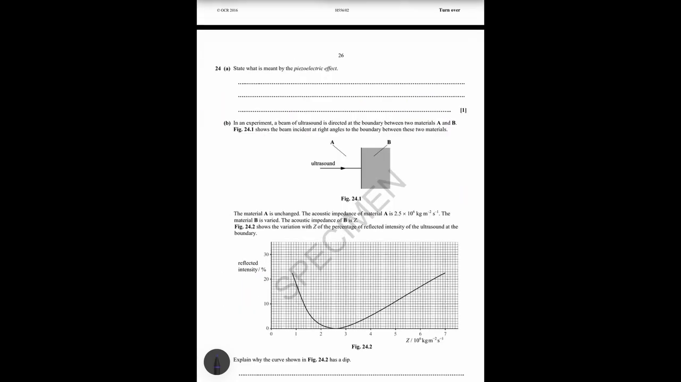Okay, so back with the bog standard pen, what is meant by the piezoelectric effect? This is just something that I should know. The piezoelectric effect is when I apply a voltage across a crystal, it's going to expand, and then if I apply a voltage in the opposite direction, it's going to contract. So I'm just going to say define that. I can't be bothered to write it out.